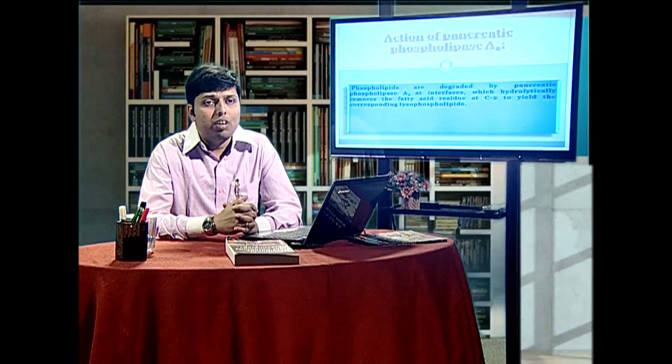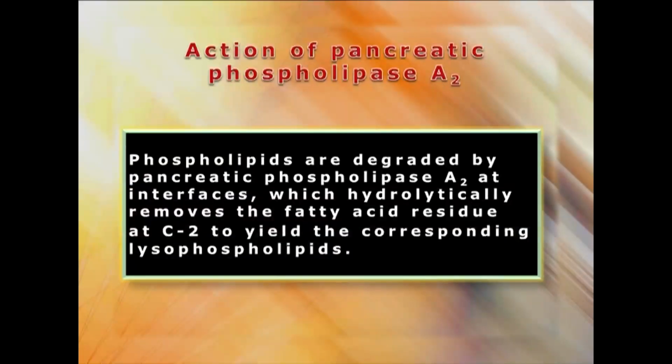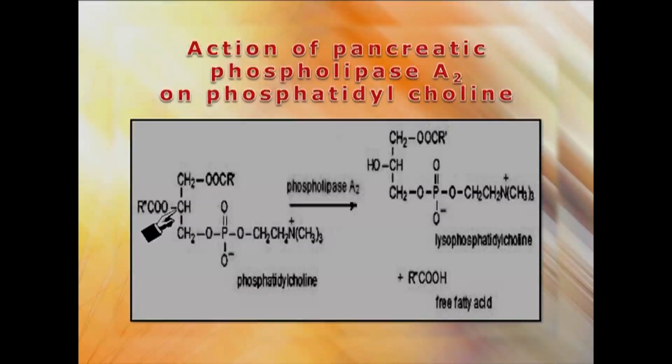Coming to the action of the phospholipase A2. Phospholipase A2 actually cleaves the fatty acid from carbon number 2 of any phospholipid, resulting in the release of a lysophospholipid. For example, in this slide, we can see that phospholipase A2 is acting upon phosphatidylcholine and releasing lysophosphatidylcholine together with a fatty acid from carbon number 2.